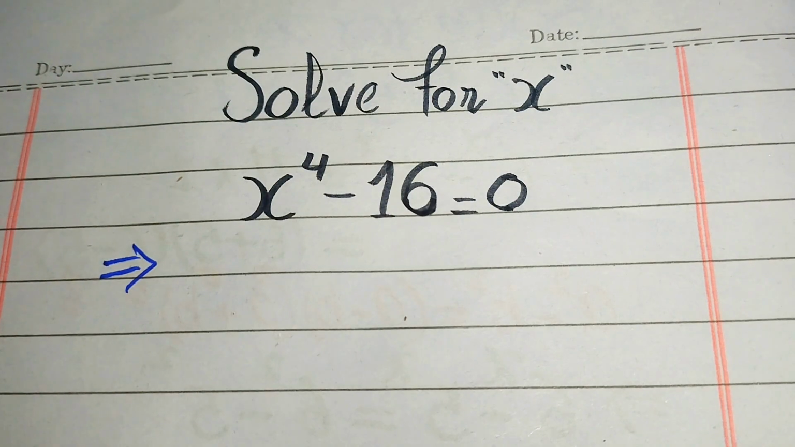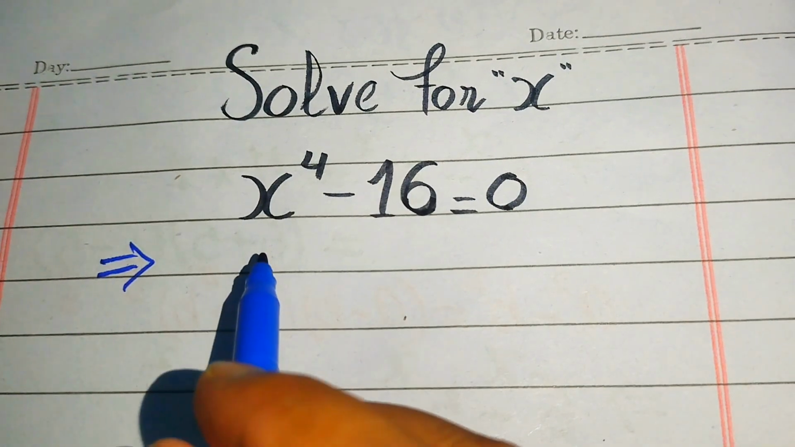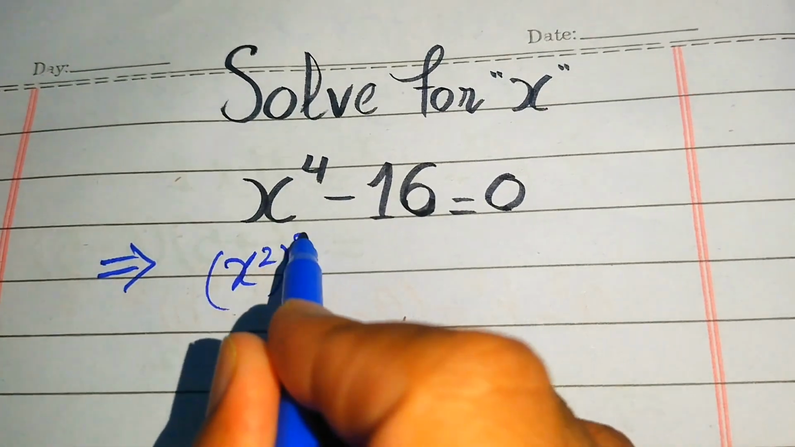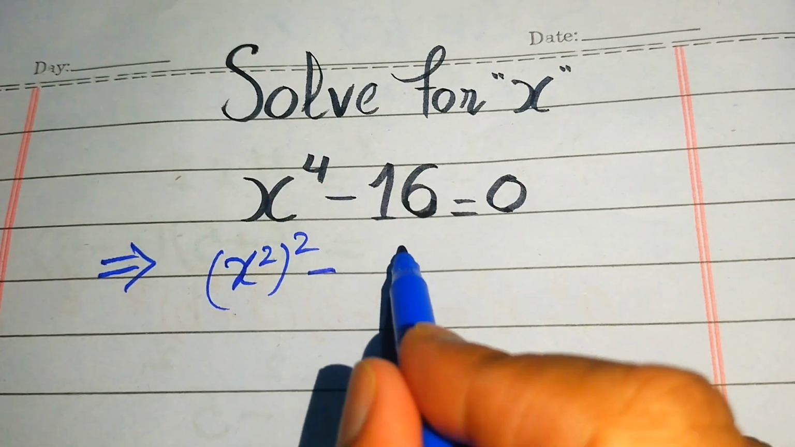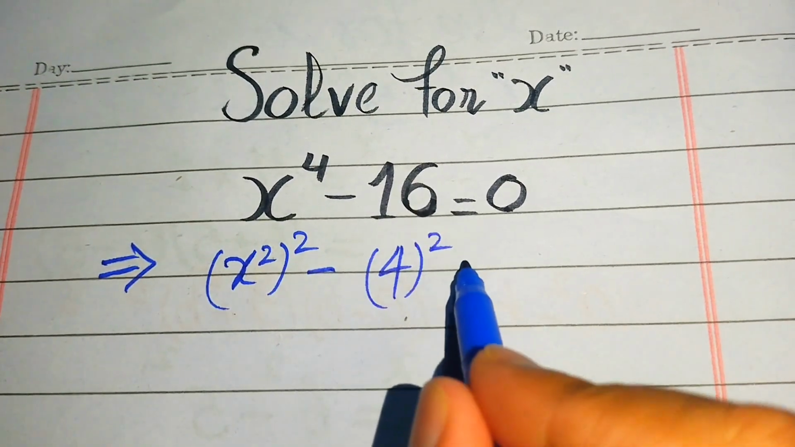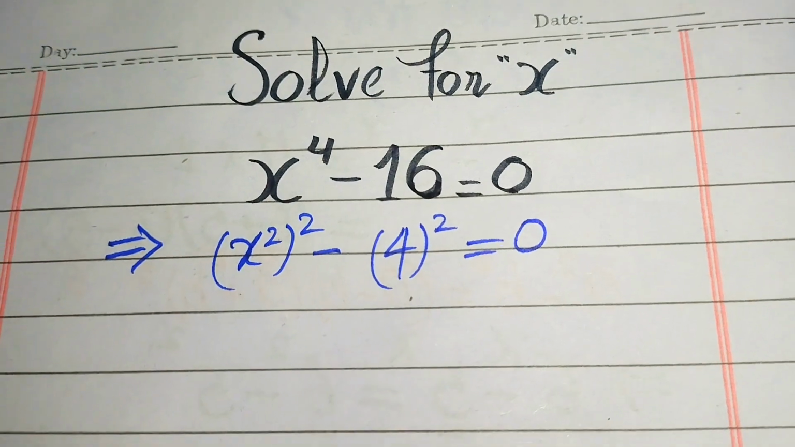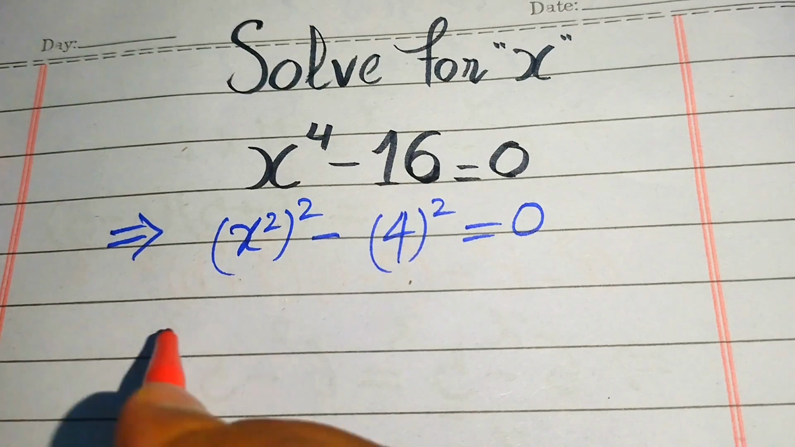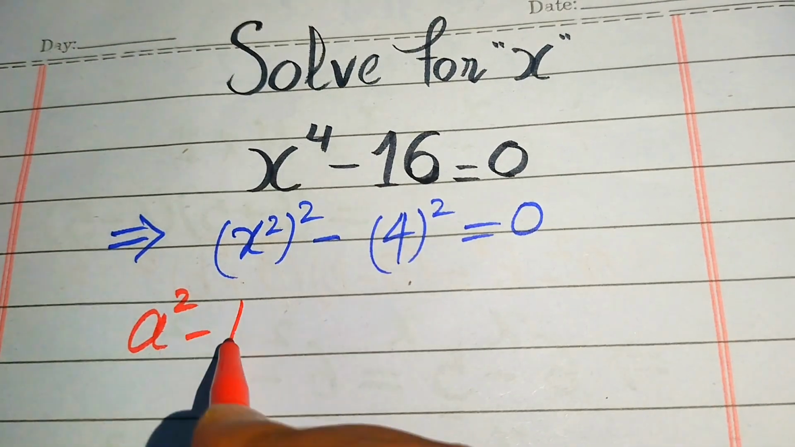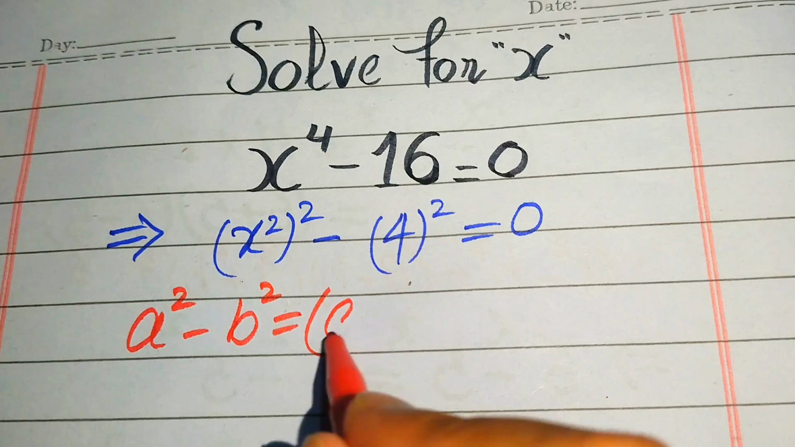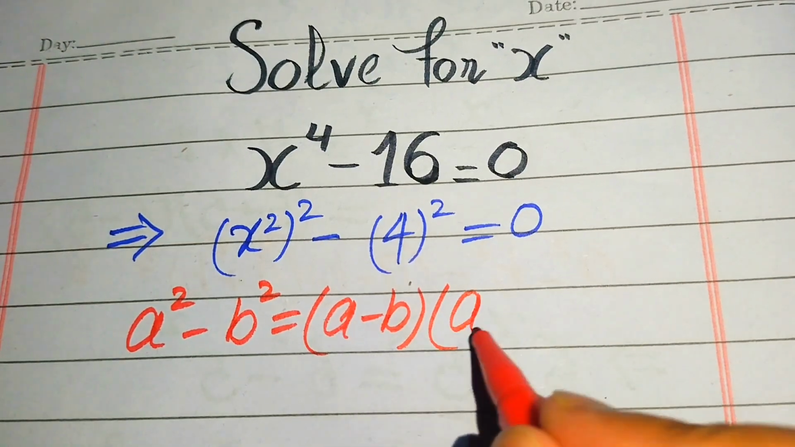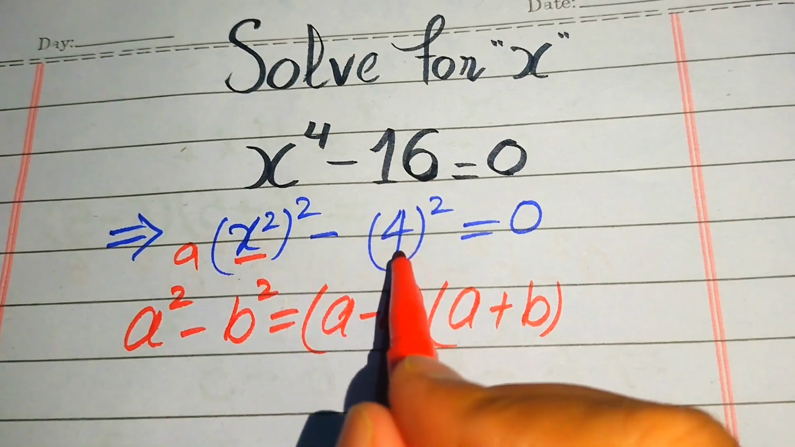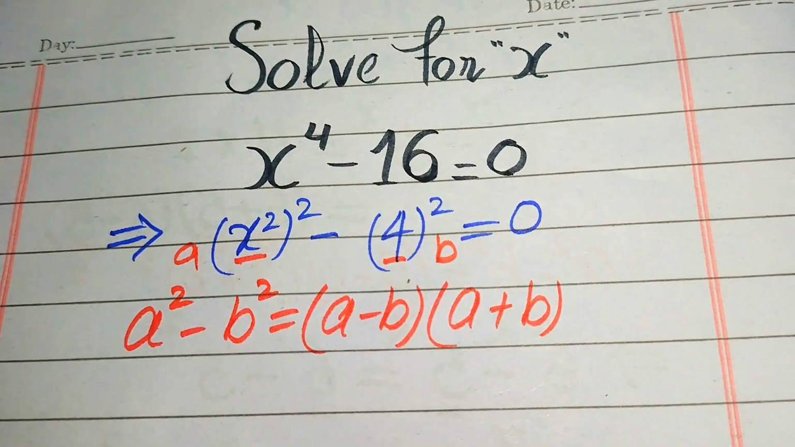And now first we rewrite this equation. This is x to the power of 4, we write it as (x square) whole square, minus this is 16, and we write it as 4 square, and this whole equation is equal to 0. And now in the next step we use the nice algebraic formula. You know that a square minus b square is equal to (a minus b) times (a plus b), and you see here the base of this term is a and the base of this term is b.